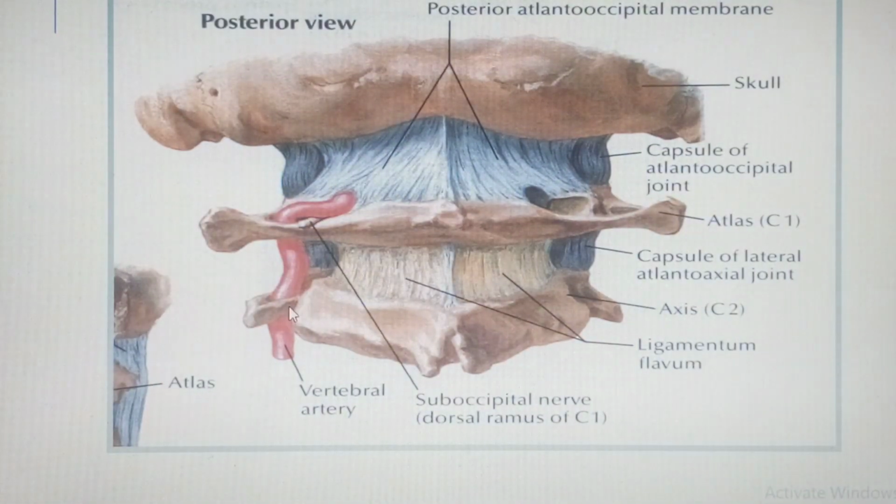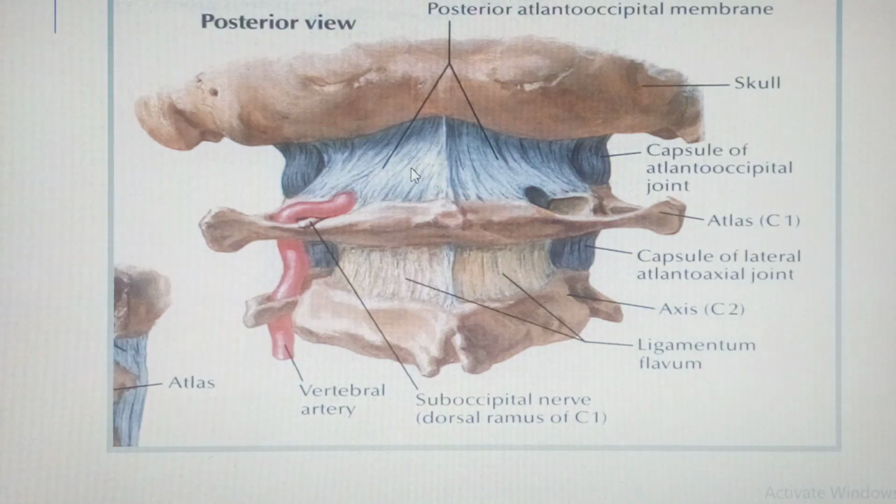Then here we have the vertebral artery. We're going to have the second part over here, and I told you the third part will pierce into what we call the atlanto-occipital membrane to run deep to it, and then become a content of the suboccipital triangle.